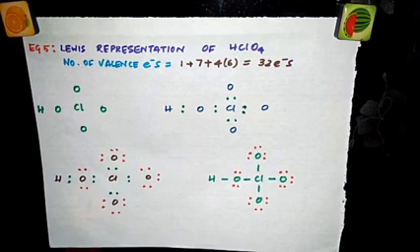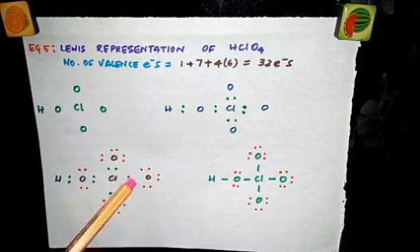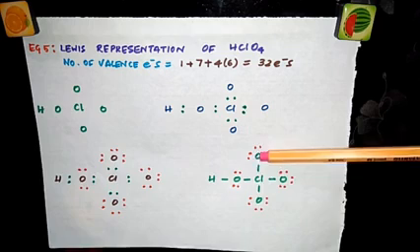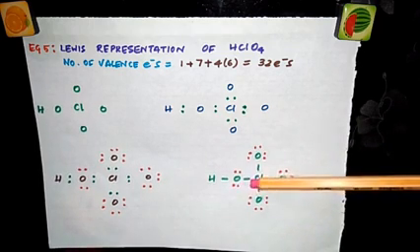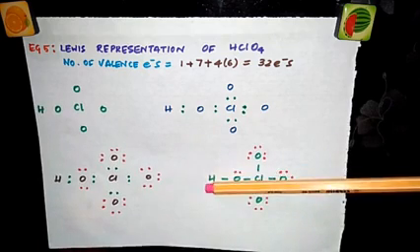Now check for the central atom, chlorine, whether the octet is complete. Yes, 1, 2, 3, 4, 5, 6, 7, 8. The octet is complete, so you need not shift any electrons from here to make multiple bonding. So simply represent this with bonds. Chlorine with a single bond to oxygen, single bond oxygen, single bond oxygen, and again a single bond here, and oxygen single bond hydrogen.